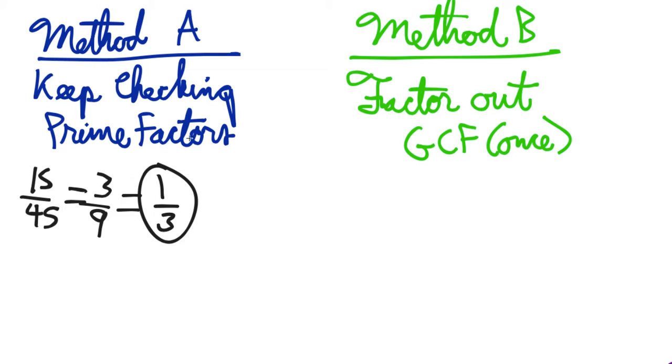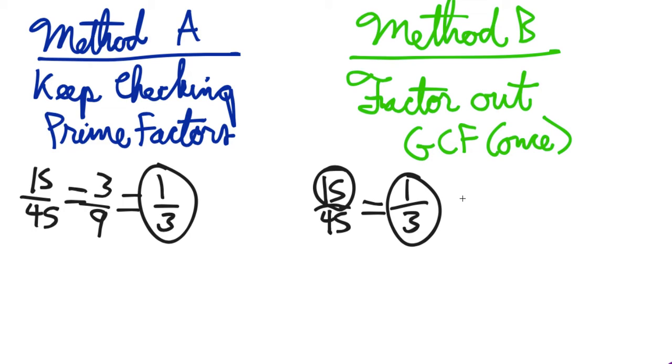Let's do the same thing with method B. So again, we have 15 over 45. Now, one trick you always want to try is: does the numerator go straight into the denominator? In this case, it does. 15 happens to be both the numerator and the GCF, the greatest common factor of 15 and 45. Because 15 goes into itself once, and 15 goes into 45 three times. So you can just factor off the GCF once.